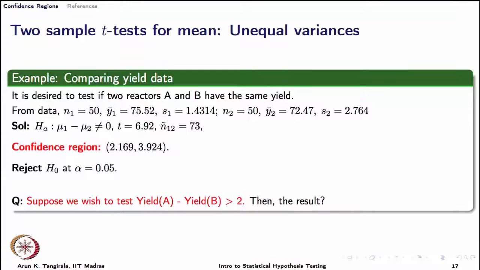Then I have to construct a one-sided confidence region, where I construct the lower bound. So, here earlier I just answered the question when the alternate hypothesis is yield A minus yield B is not equal to 2, but suppose I want to answer yield A minus yield B is greater than 2, then we will have to construct a one sided confidence region, and I leave that as a small exercise to you and see if this postulated difference now is contained in the one sided confidence region.